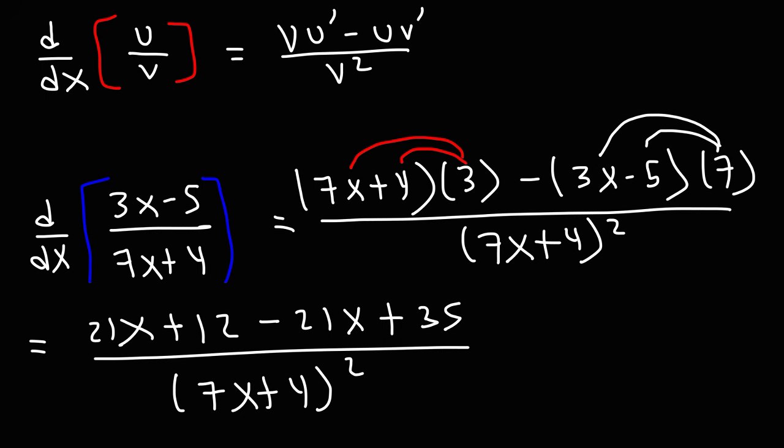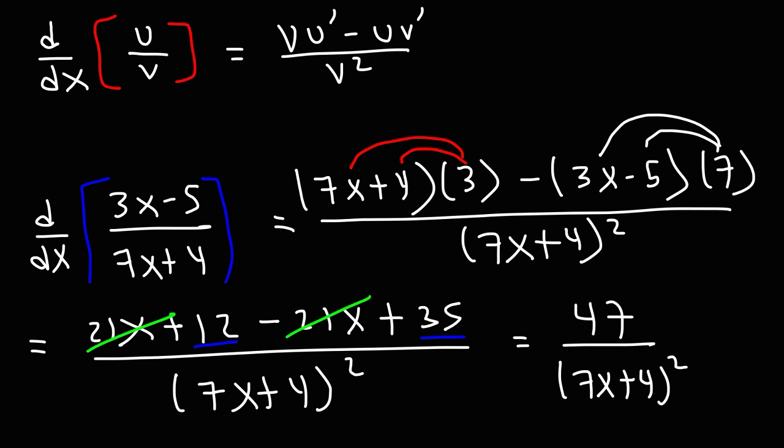So immediately we could see that we could cancel the 21x, and then we can combine 12 and 35, which will be 47. So the final answer is 47 divided by 7x plus 4 squared for this problem. So that's how you can use the quotient rule whenever you have a division of two functions.